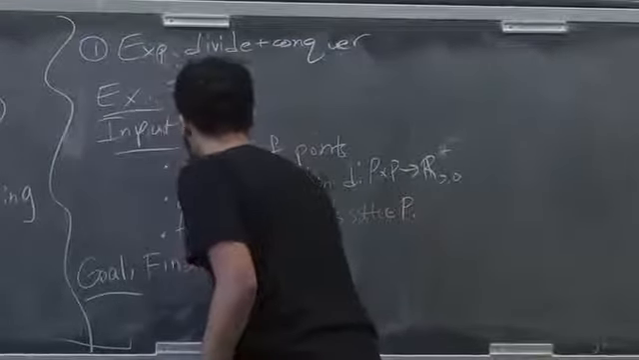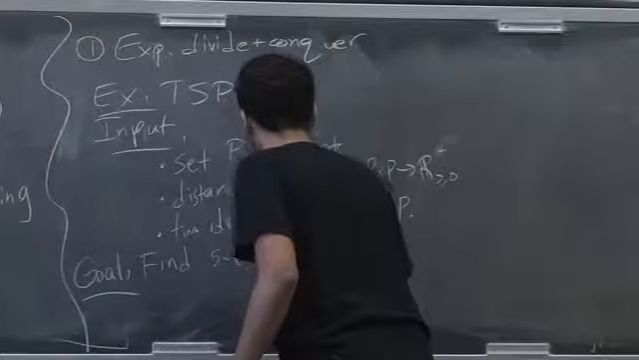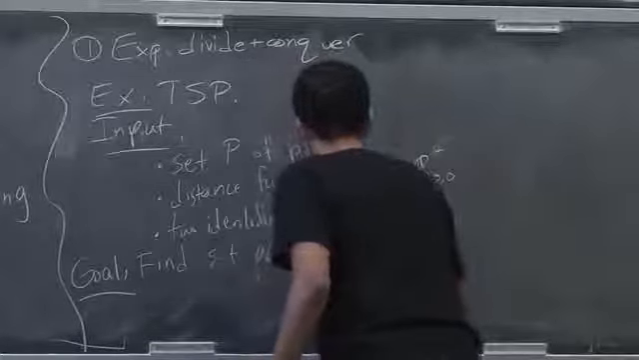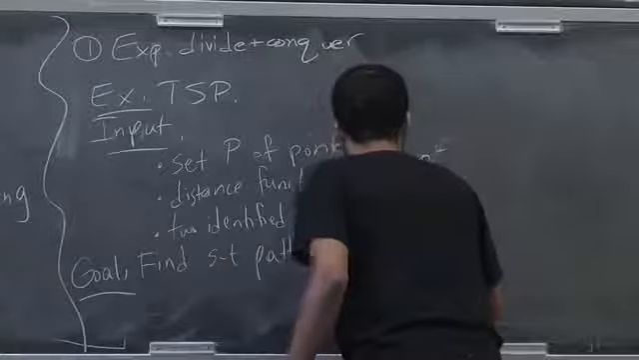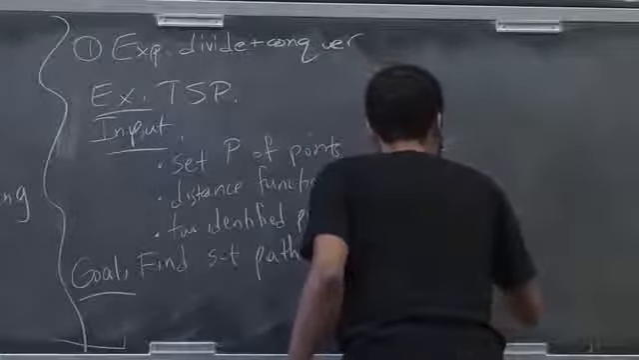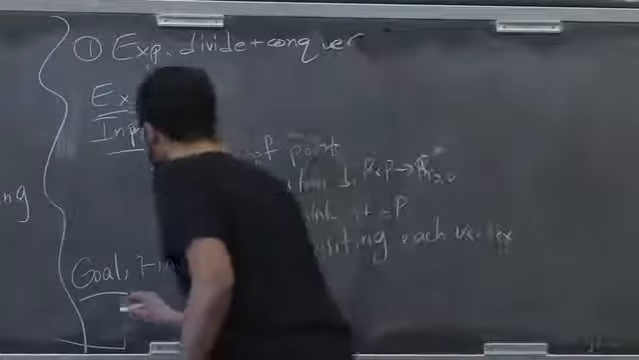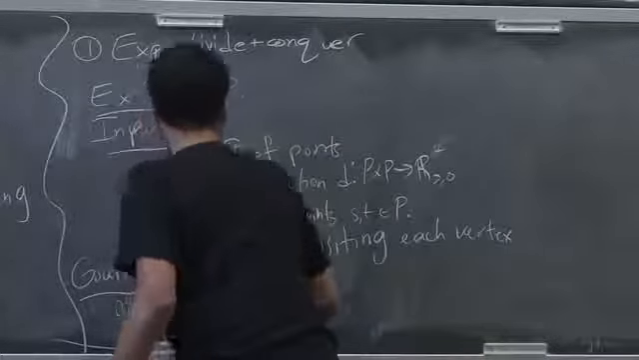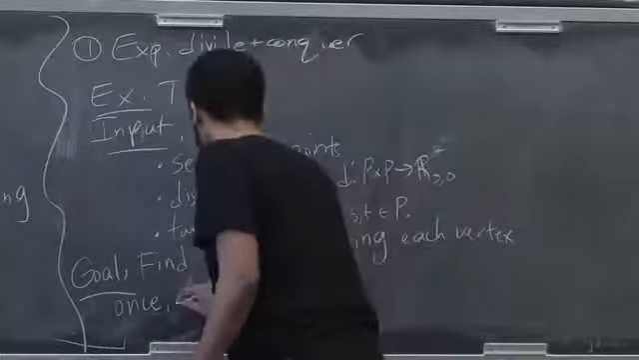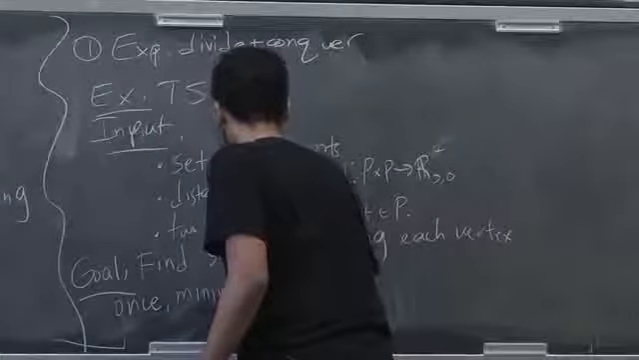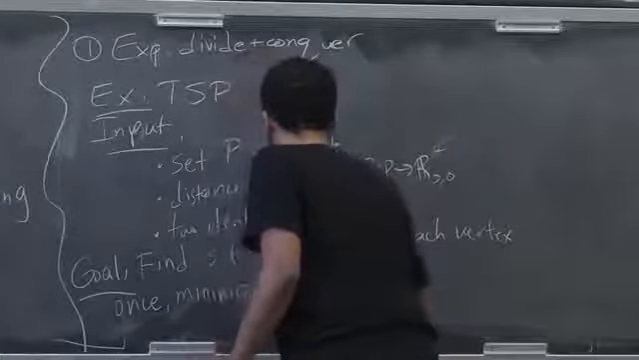Find an S-T path visiting each vertex once and minimize the total length of the path.